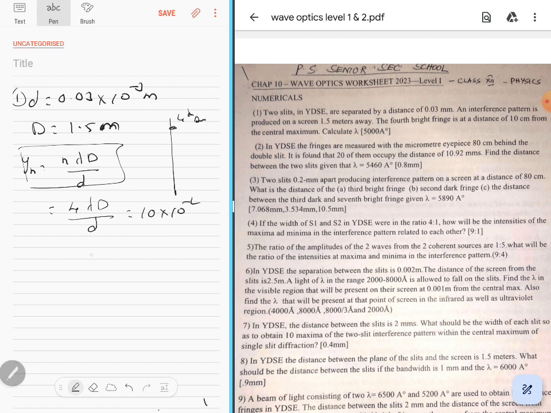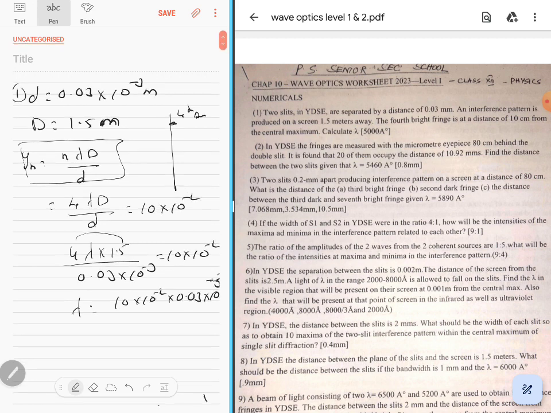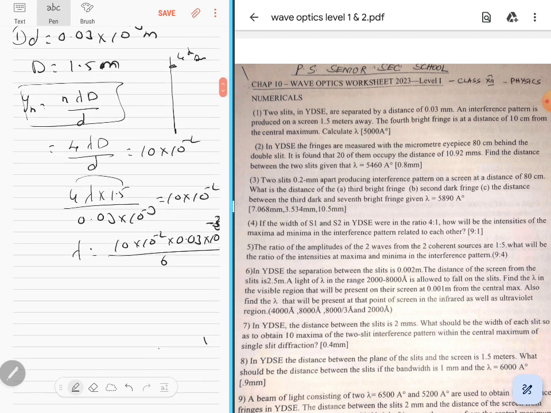So you just have to substitute. You don't know lambda, you know capital D, which is 1.5, you know small d, which is 0.03 into 10 to the power minus 3, is equal to 10 into 10 to the power minus 2, with which you can find what is lambda. So you just have to cross multiply this and bring this, it's 6. So then it's 10 into 10 to the power minus 2 into 0.03 into 10 to the power minus 3 by 1.5 into 4 is 6.